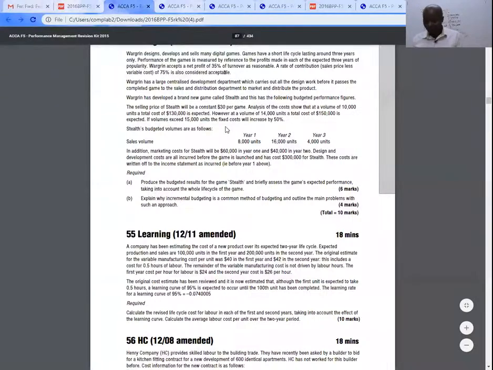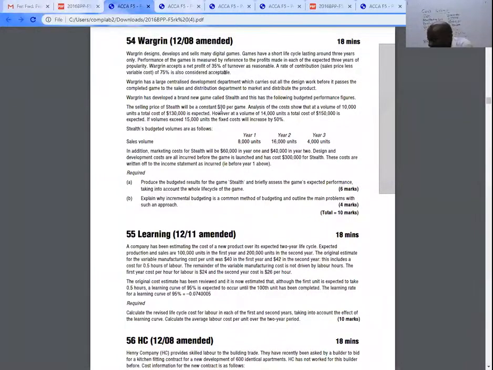Now, here the catchword is just one. They have told us the selling price of the steel will be constant at $30 per unit. Analysis of the cost shows that at a volume of 10,000 units, total cost will be $130,000. Please underline the words total cost. However, at a volume of 14,000 units, total cost of 150,000 is expected.